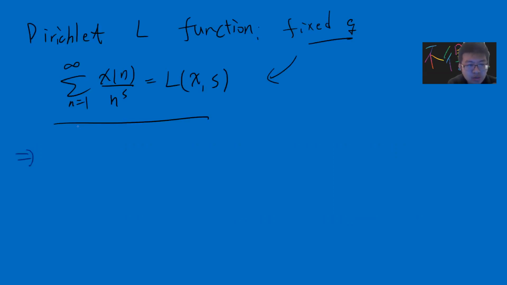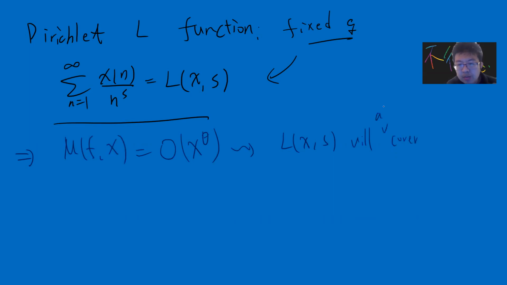Recall that if your partial sum is big O of x to the theta, then your Dirichlet series will absolutely converge when the real part of s is greater than theta, where theta should be greater than 0.